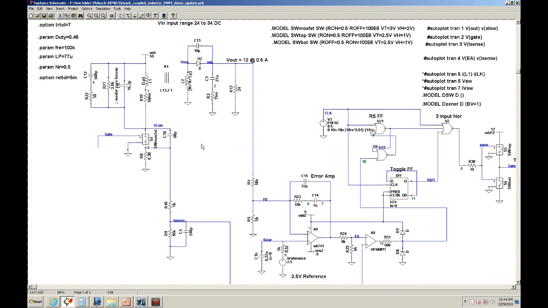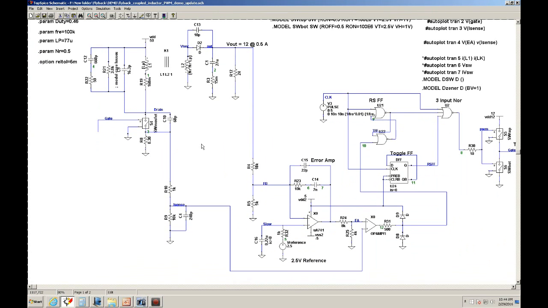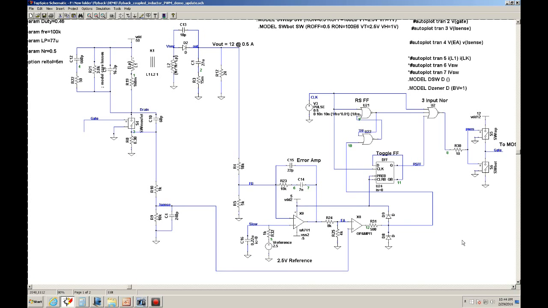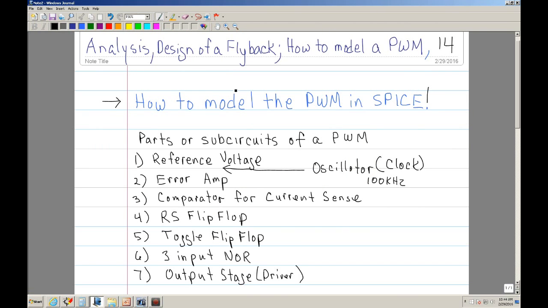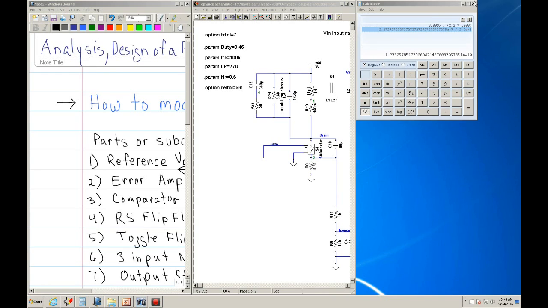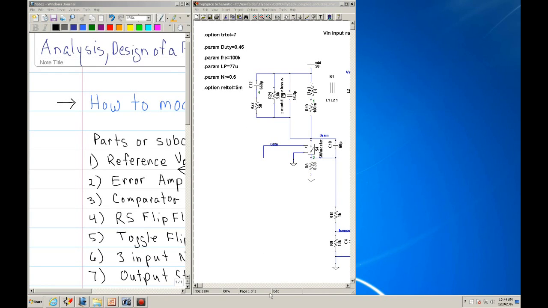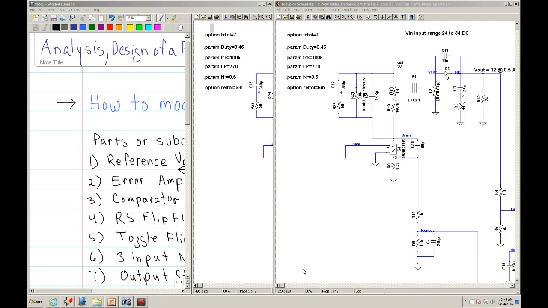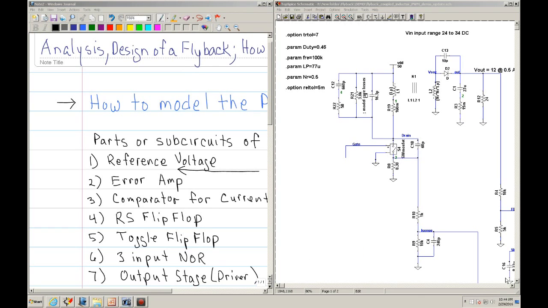Okay. Here is my PWM, pulse width modulator. Okay, and let me go ahead and see if I can go step by step. Perhaps I can put these side by side, and I'll try to cover them.